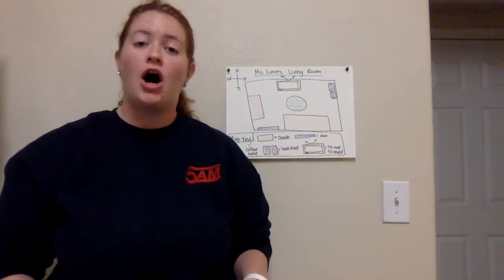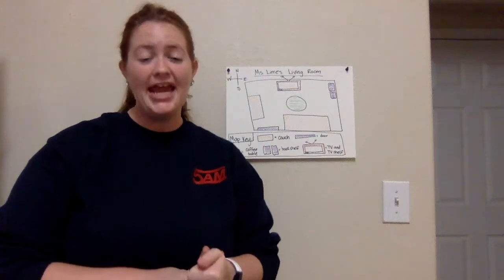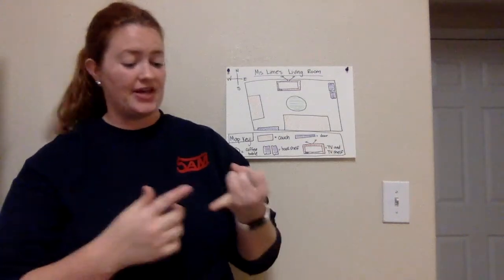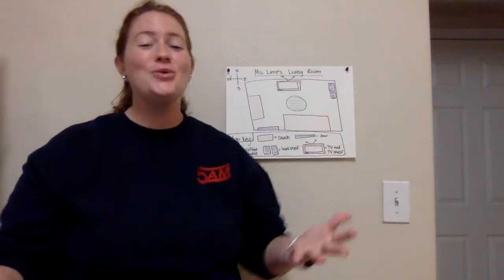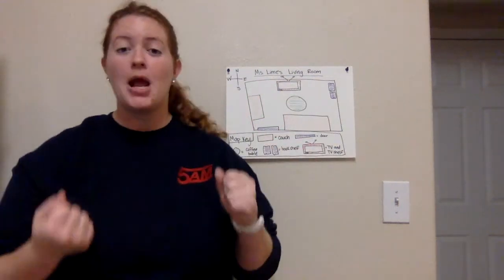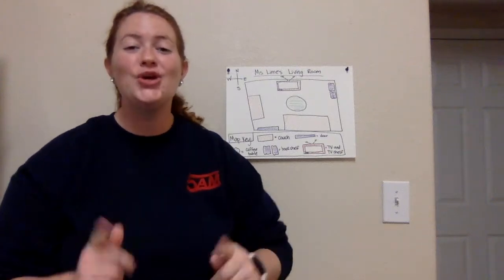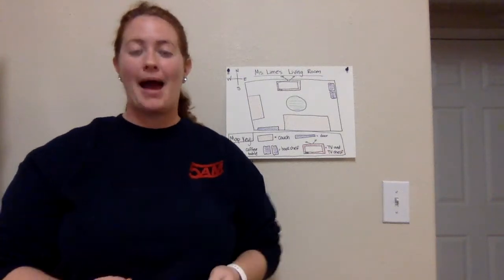It's your turn. On Seesaw, you're going to have some pages where you can create a map of the community, of your home, of your school. Or you can just get a blank piece of paper like Miss Lime did. You get to choose what map you want to make.